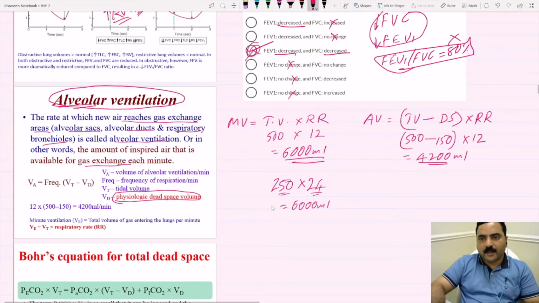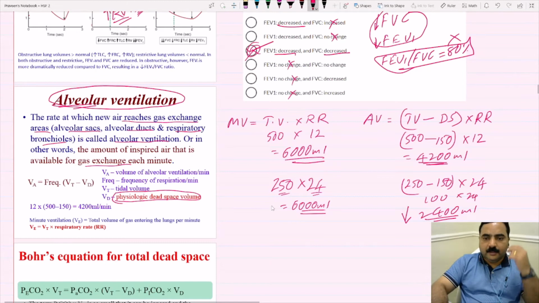But that's not the case with the alveolar ventilation. Instead of 500 it is 250, and there is no change in the dead space, so it is 250 minus 150, which is 100, multiplied by 24, giving 2400 ml. Even though it was 4200 before, here you have only 2400 ml coming in, because the person has changed to rapid, shallow breathing. So the alveolar ventilation has decreased a lot, whereas the minute ventilation remains the same.